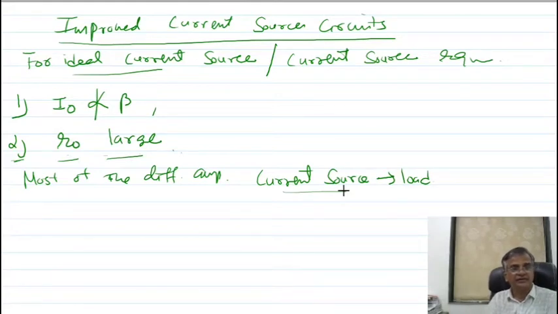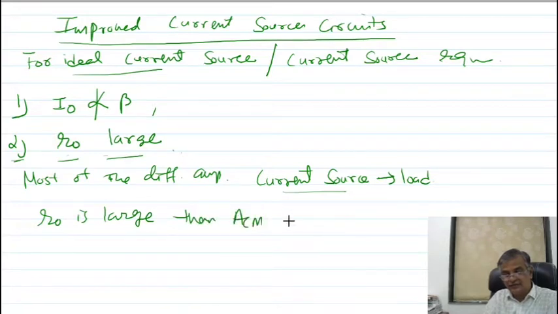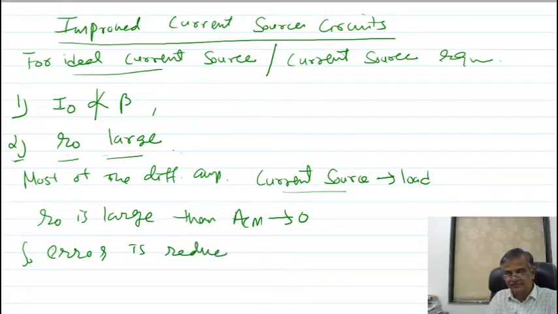And the second benefit: if RO is large, then ACM will be less, so the error is reduced. So this is the reason why a large value of RO is required. This is an important point I am telling you.